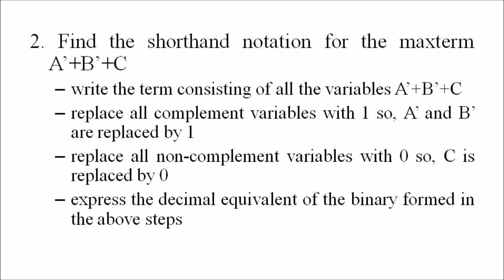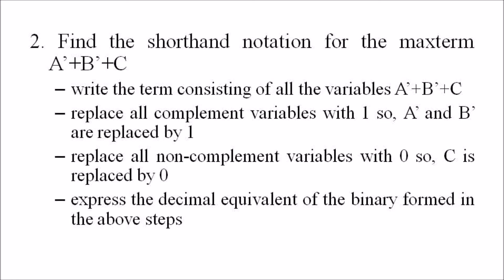Our second example is to find the shorthand notation of the max term a complement plus b complement plus c. Firstly, write the term consisting of all the variables, a complement plus b complement plus c. Secondly, replace all complement variables with 1. So, a complement and b complement are replaced by 1. Thirdly, replace all non-complement variables with 0. So, c is replaced by 0.